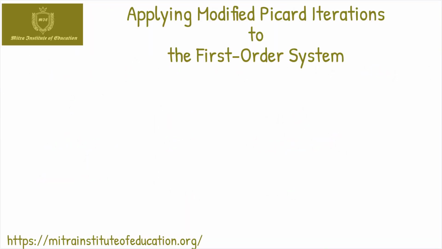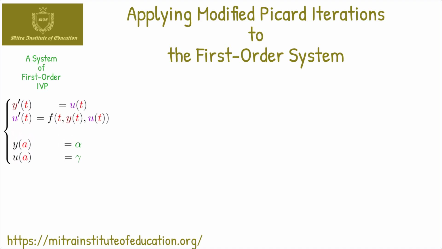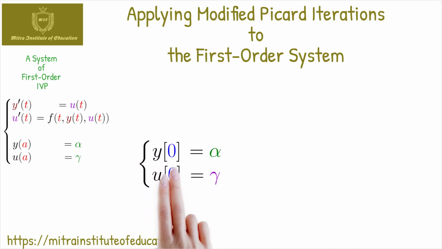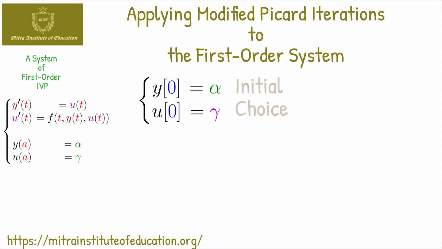Since we have reformulated our second-order ODE into a system of first-order ODEs, we can now apply modified Picard's iterations to solve the system. This method allows us to iteratively approximate the solution, starting with an initial guess, and refining it with each step until we converge to the correct solution.